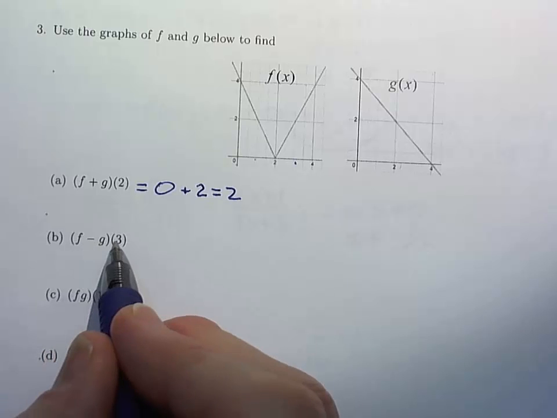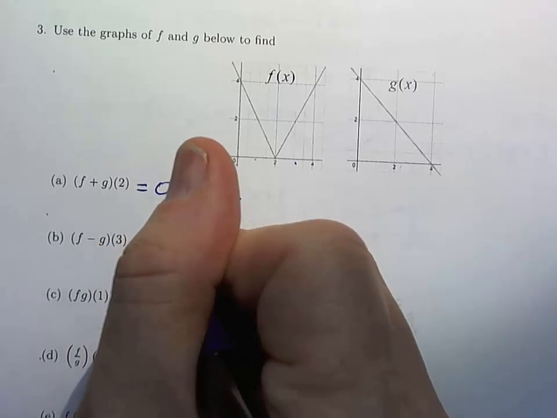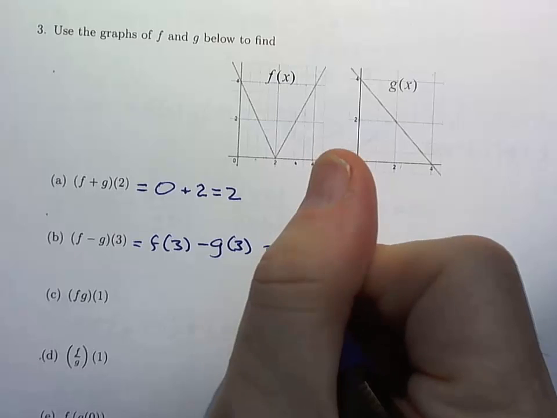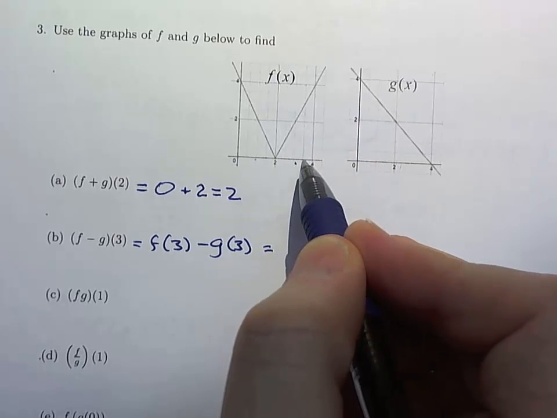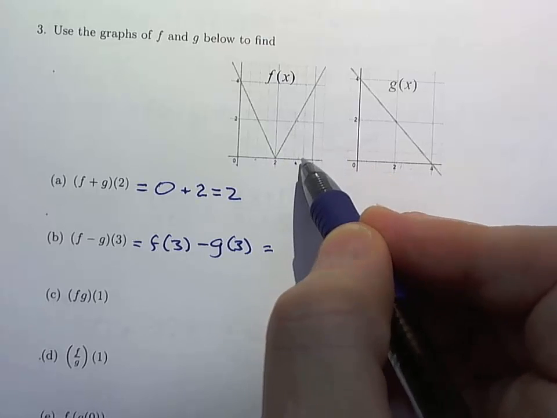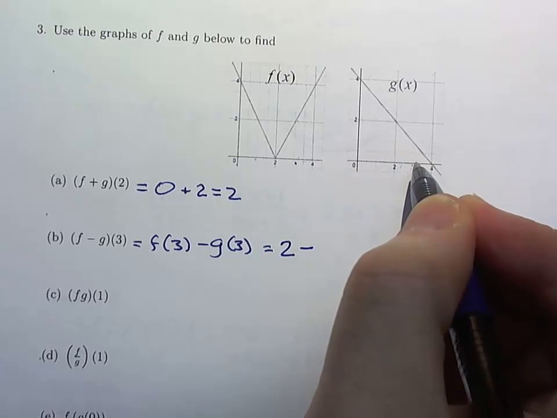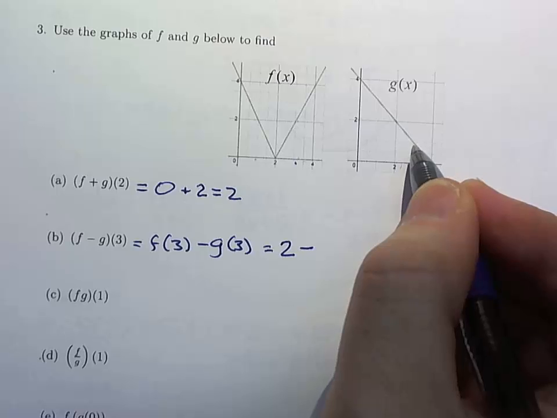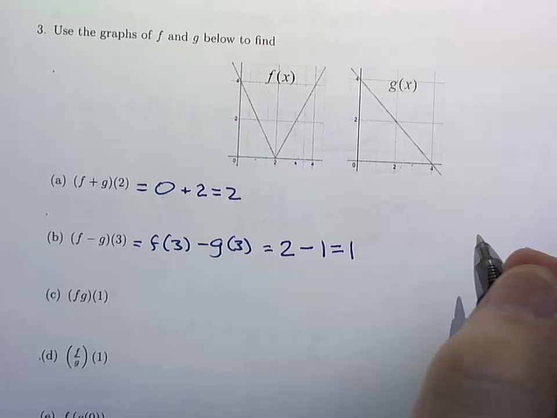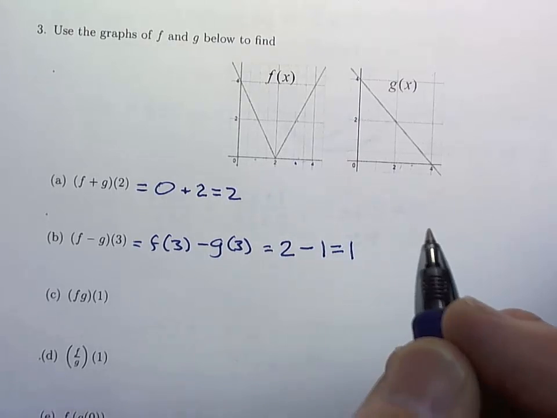Now if we do f minus g of 3, let's see, this is going to be f of 3 minus g of 3. So I got to get the numbers from the graph. f of 3, let's see here, f of 3 is 2. See? And g of 3 looks like 1. Okay, so there's f of 3 minus g of 3.